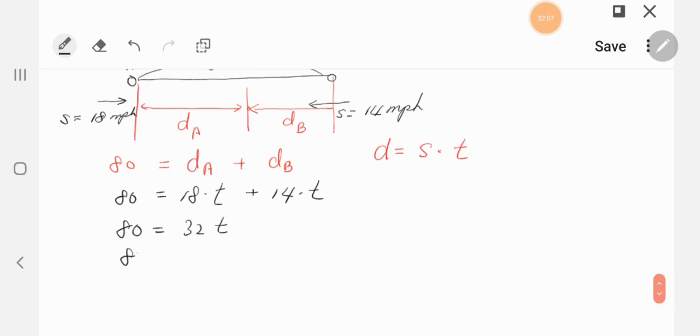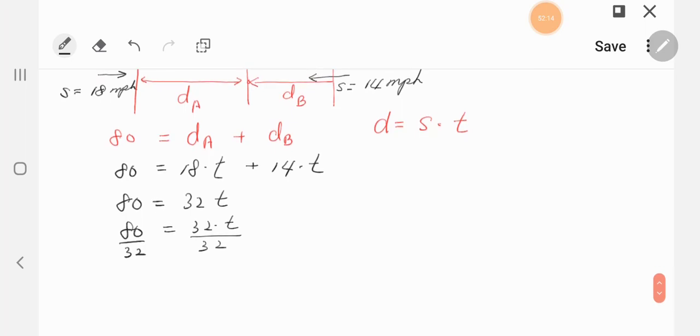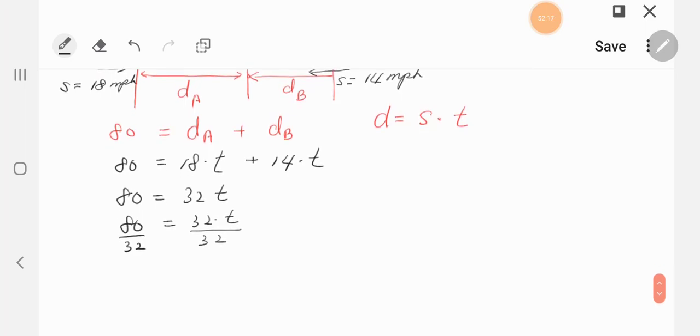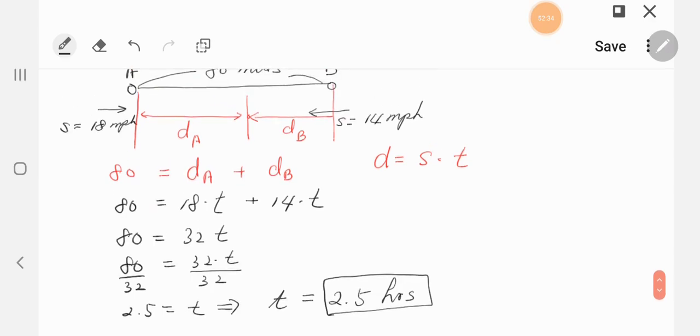Then divide each side by 32. 80 over 32 is 2.5. So 2.5 equals t. This gives the number of hours that both cars traveled, 2.5 hours. So 2 hours and 30 minutes after the two cyclists started, they meet at the same point.